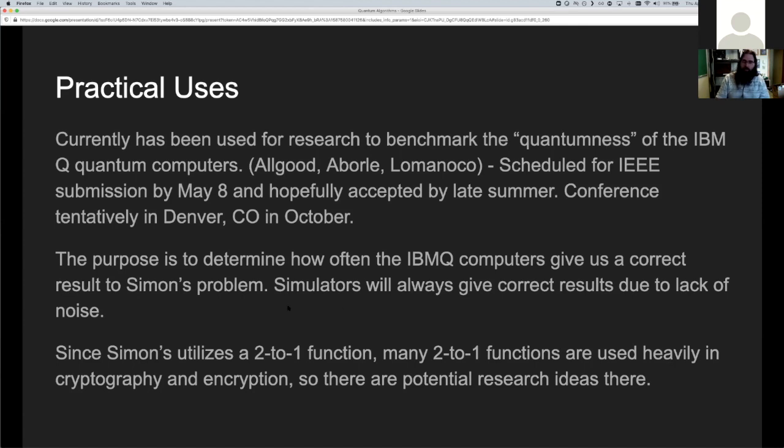And then Simon's also uses a 2-to-1 function. And in cryptography, there's a lot of 2-to-1 functions that are heavily used there. So I haven't really explored that idea yet, but if any of you are interested in that, obviously it might be worth looking into. I want to do that, but unfortunately time is something I lack a lot of these days, but maybe someday.